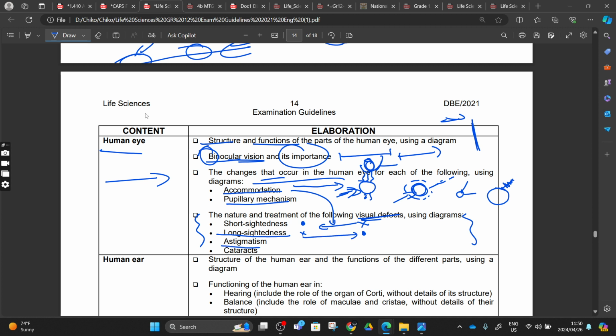And then we also have astigmatism. This one is when we have our cornea and our lens being uneven, right? Whatever, it is uneven, right? It's not fully shaped, or it's not round or normally shaped, right?